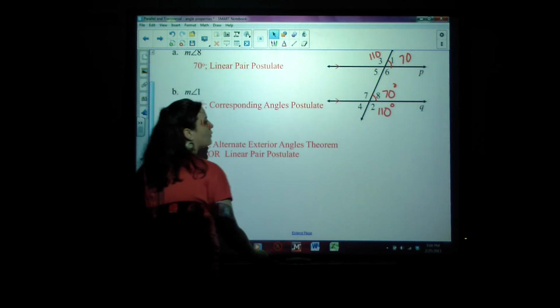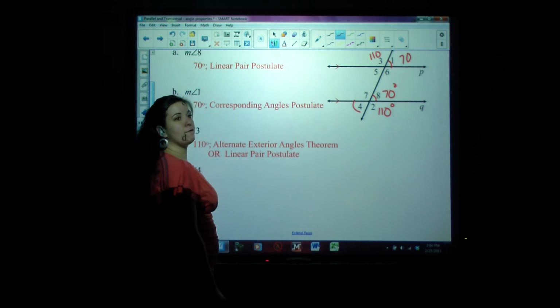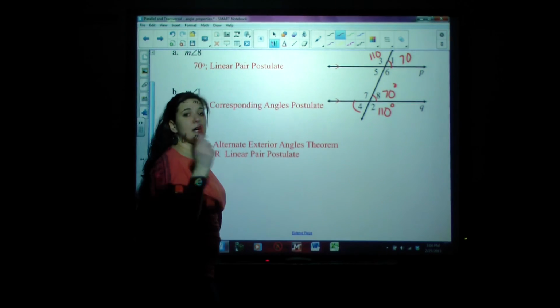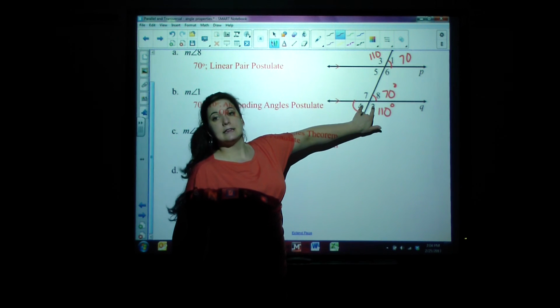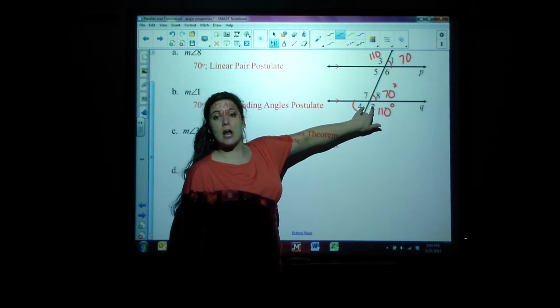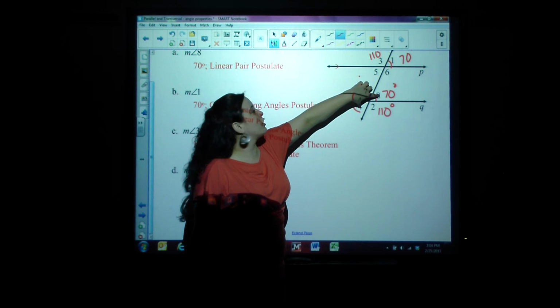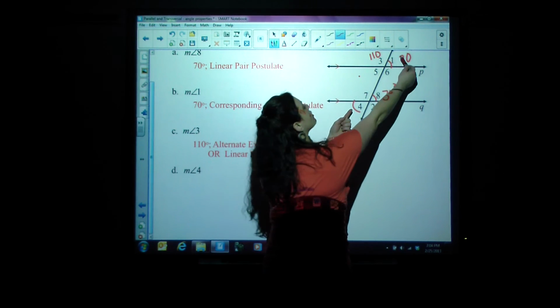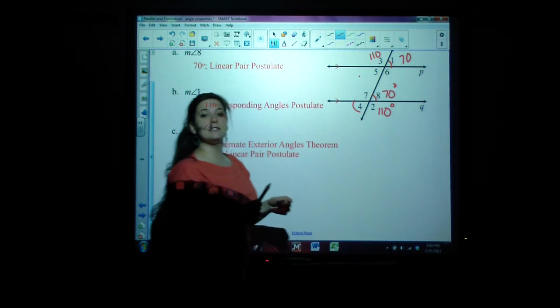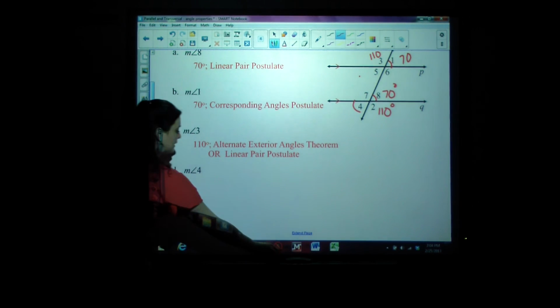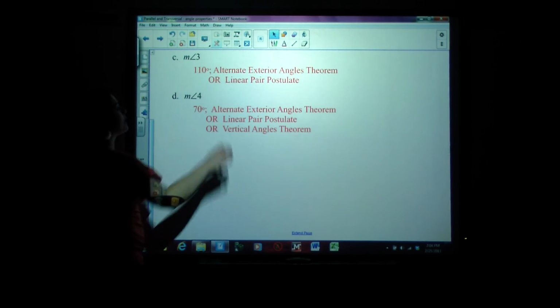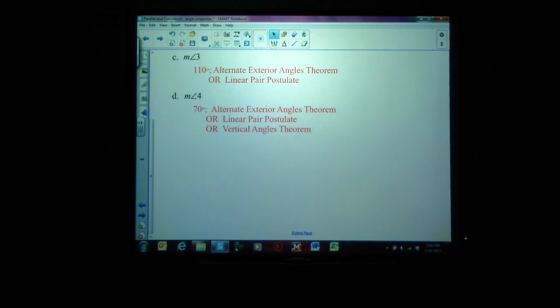Okay, last one. They want to know, what's angle 4? Well, angle 4 is going to be 70 degrees. Couple reasons why I know that. Number 1, linear pairs. I can subtract from 180. Another reason, these are vertical angles. All vertical angles are congruent. Another one, these are alternate exterior. Alternate exterior angles are congruent if we have those parallel lines. So what I know is angle 4 is going to be 70 degrees for one of three reasons. Because of the alternate exterior angles theorem, the linear pair postulate, or because of the vertical angles theorem.